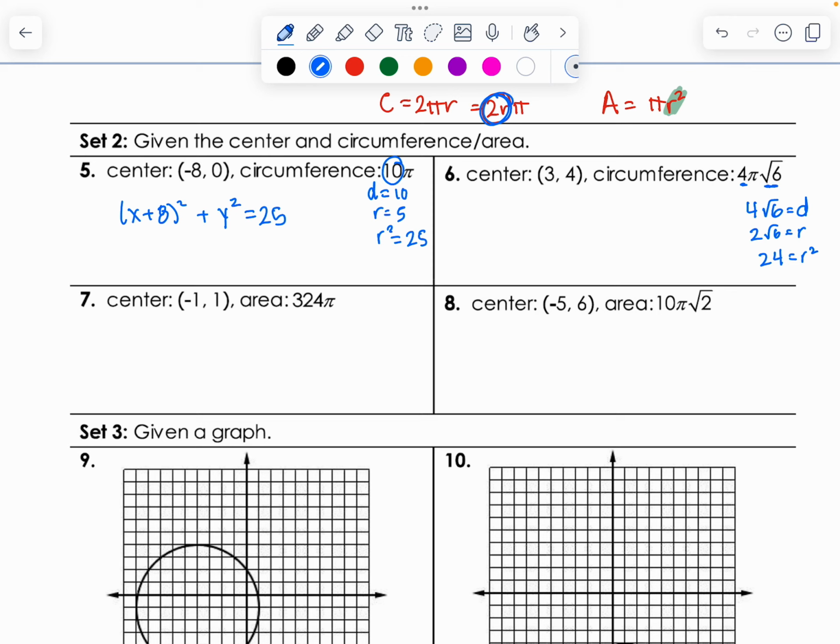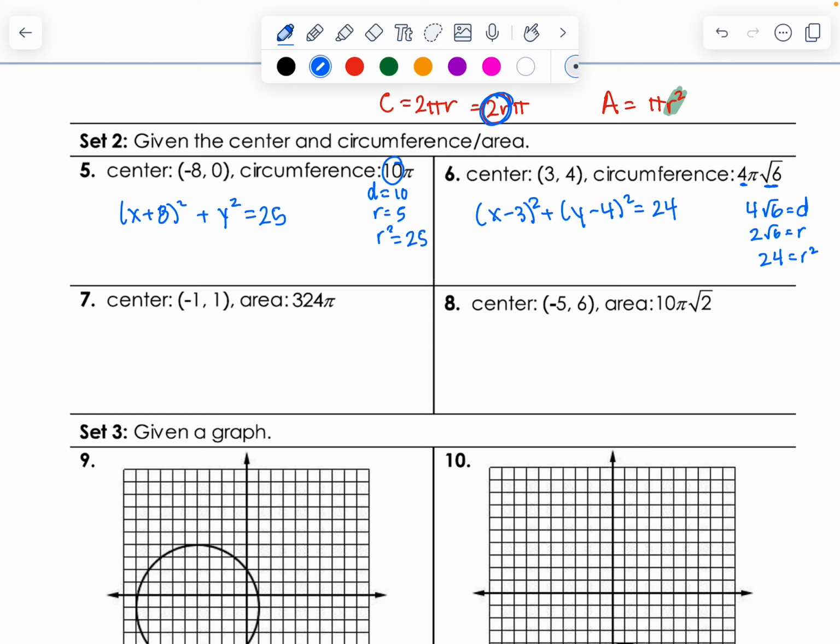I'm going to go through that process again. 4 root 6 represents the diameter because it's the coefficient of pi. Then 2 root 6 is therefore the radius because that's half the length. And squaring that is 2 root 6 times 2 root 6, or 4 times 6, which is 24. So using our center of x minus 3 squared and y minus 4 squared equals 24.